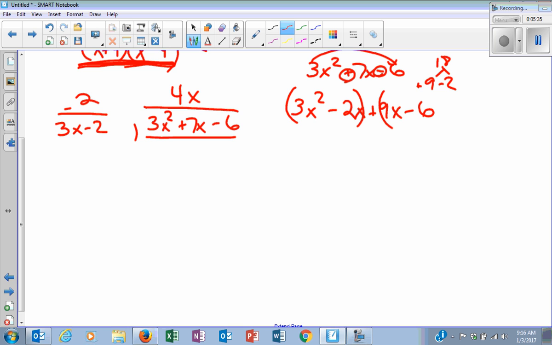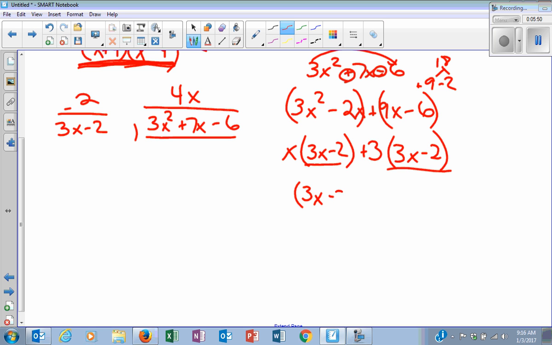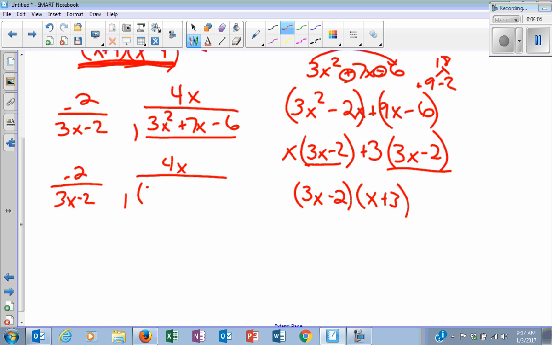Parenthesis, parenthesis, parenthesis, parenthesis. These guys have an x in common, and I'm left with 3x minus 2. These guys have a 3 in common, I'm left with 3x minus 2. These guys have a 3x minus 2 in common, and an x plus 3. So this becomes 3x minus 2 and 4x over 3x minus 2 times x plus 3.